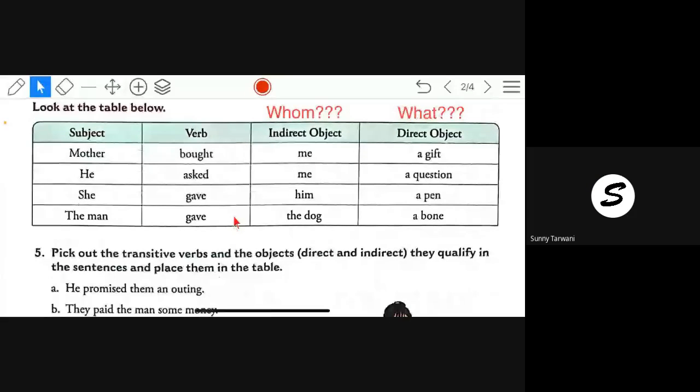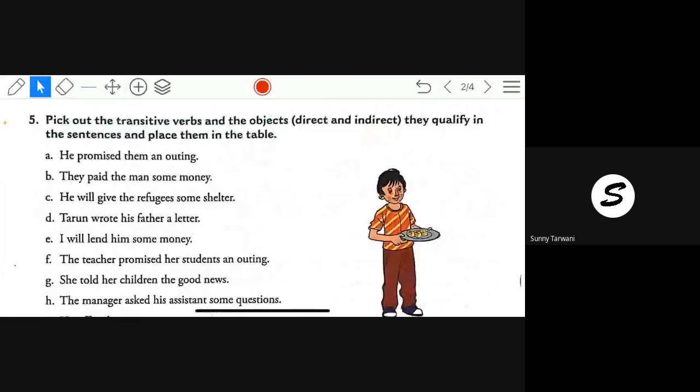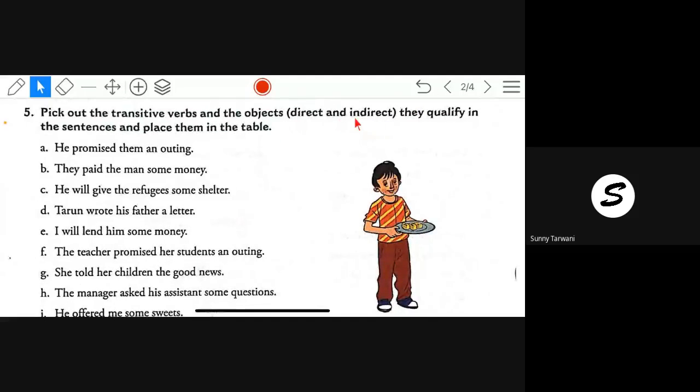So can you pick out the transitive verbs for me and also the direct and indirect objects in these sentences? Because in exercise 5, the heading itself says pick out the transitive verbs, meaning all the verbs are transitive. So first of all, you will tell me what the verb is, and then you will tell me the direct or indirect object. Okay?